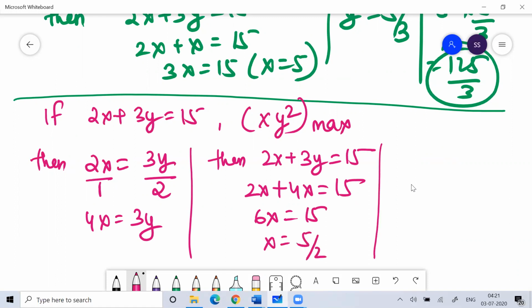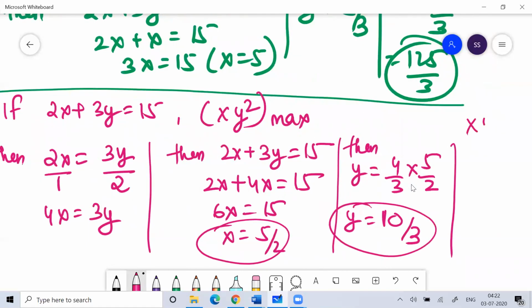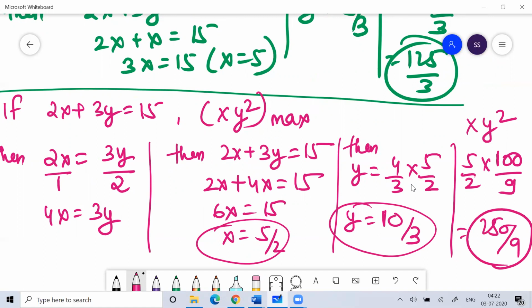Once you get x equal to 5 by 2, the value of y would be 4 by 3 x. So 4 by 3 into 5 by 2, you will get the y value equal to 10 by 3. You got the x value 5 by 2 and the y value 10 by 3. Then xy square would be 5 by 2 into 100 by 9. So this would be 250 by 9. You can do this, and this will help you to get the answer.